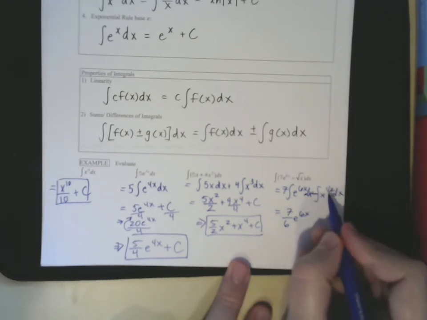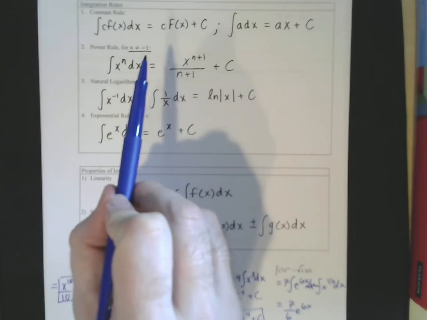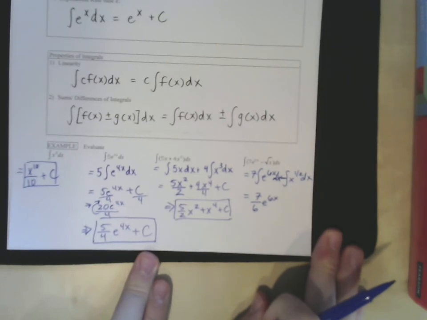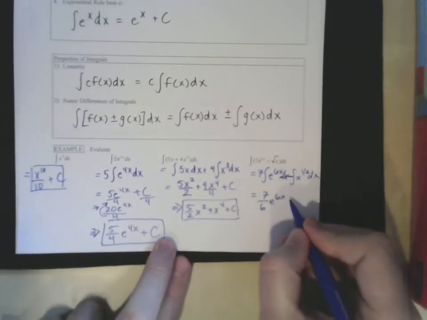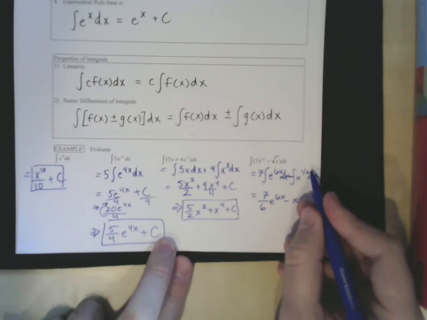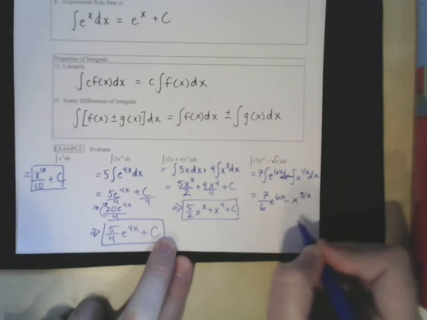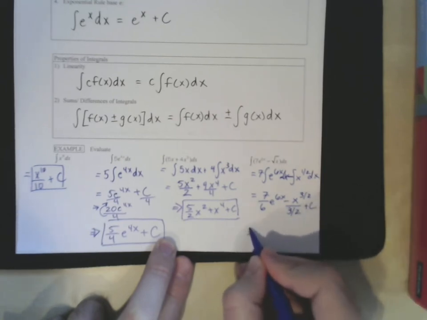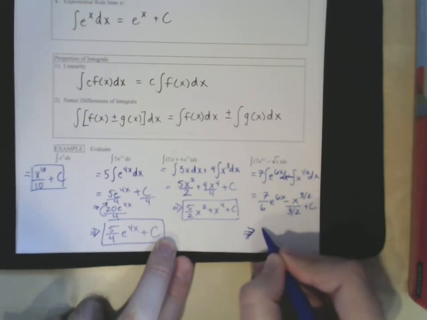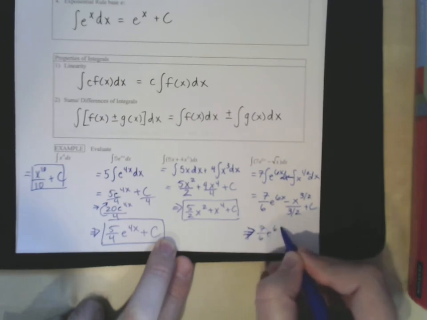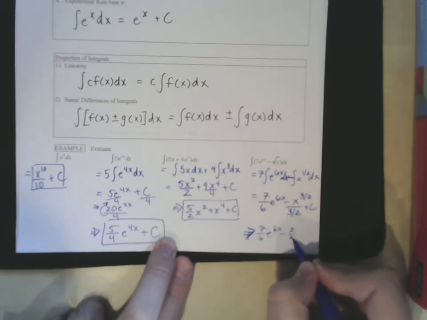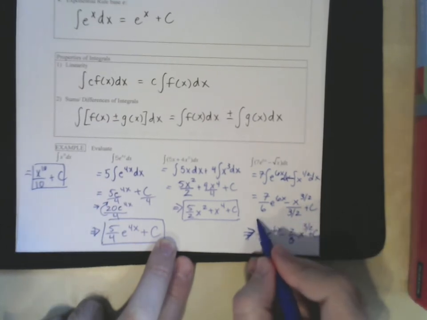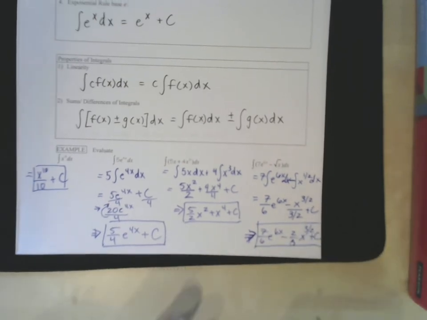And then x to the 1/2. Remember, power rule is for any power other than -1. So even fractional powers count the same. So x to the 1/2's antiderivative is going to be minus x to the 1/2 plus 1, which is 3/2, and then divided by 3/2 plus c. And we never leave our fractions this way. So this is going to be 7/6 e to the 6x minus 2 over 3 x to the 3/2 plus c. And that's our final answer there.